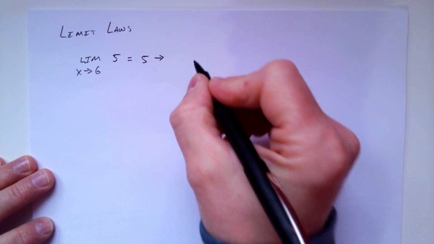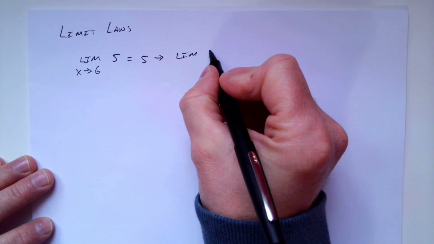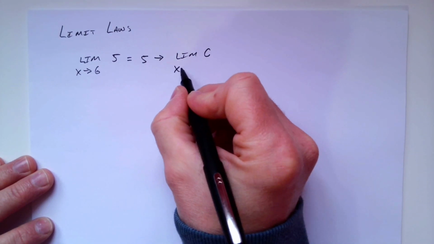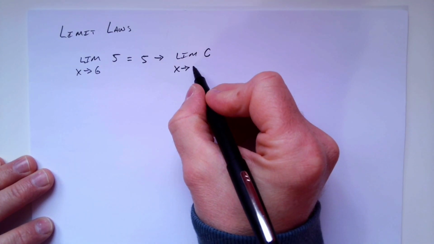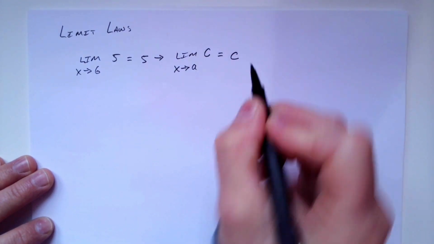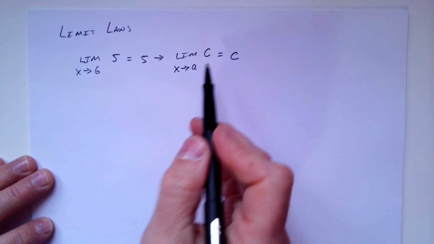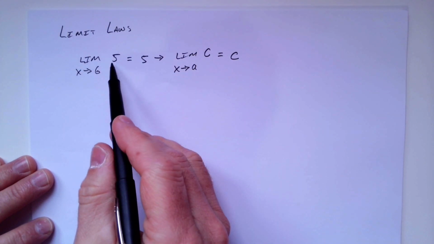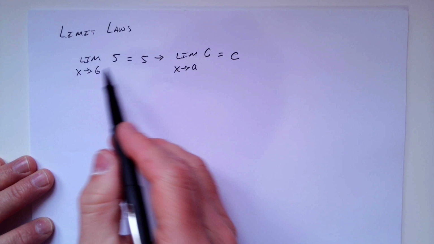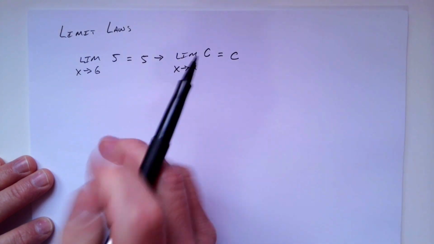Meaning that the generalized version of this is the limit of c, where c is some constant, as x goes to any number, we'll call that number a, is just going to be c, okay, regardless of what that number is, in either case. So if we say the limit of 5 as x goes to infinity, that's still 5. The limit of 5 as x goes to 0, that's still 5.